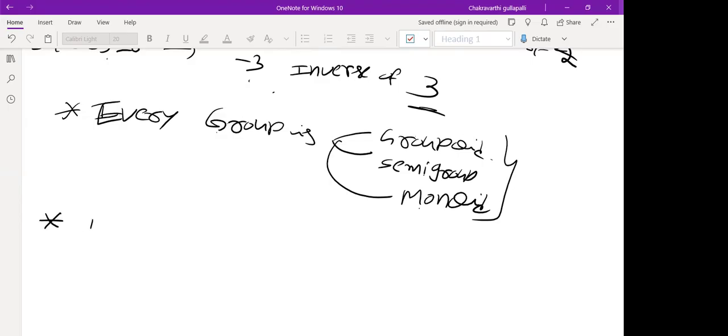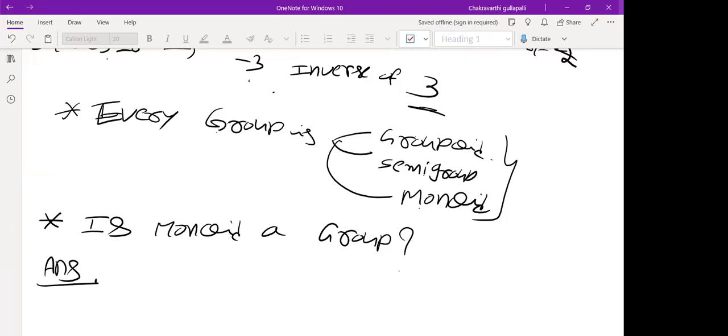What is the example? Is every monoid a group? What is the answer? No, ma'am. Z comma dot. Example of a monoid which is not a group.